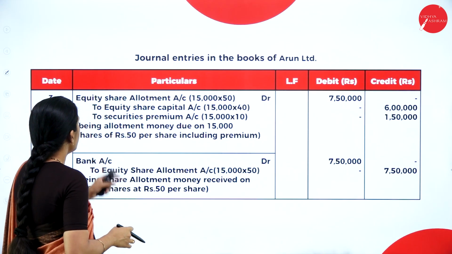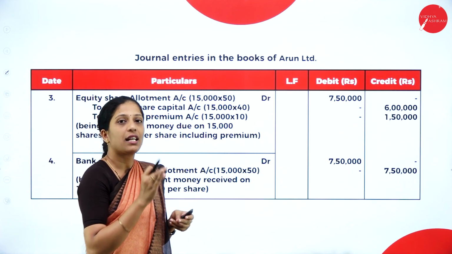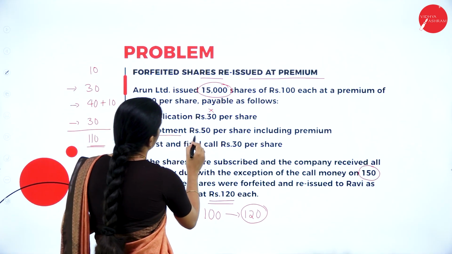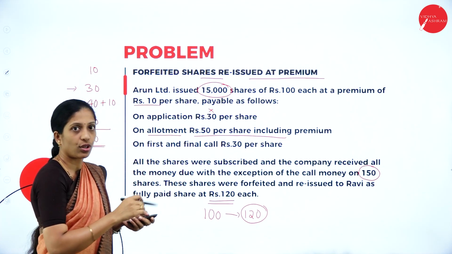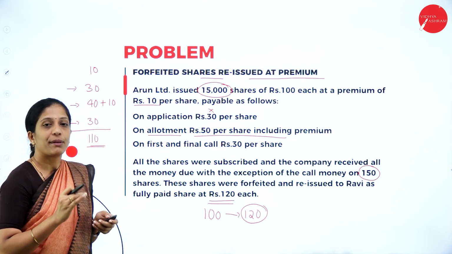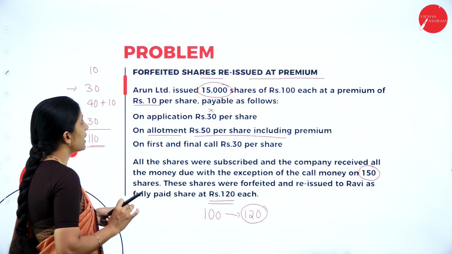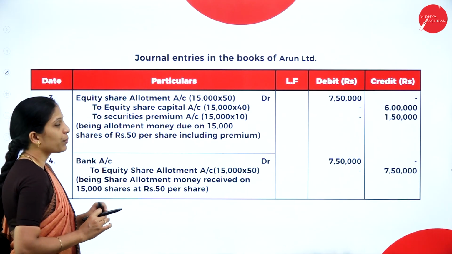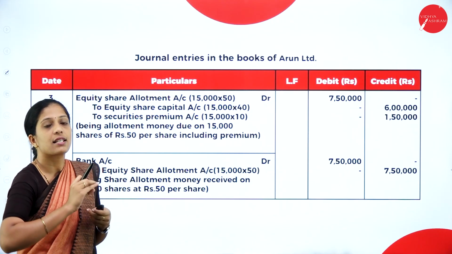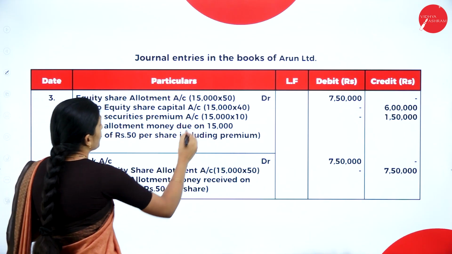Now, moving on to the second stage, that is allotment stage, where you have to record entries 3 as well as 4. Now, if you see here, the shares are issued at premium. So, you have to record under allotment stage. First entry is for allotment money due and the next entry is for allotment money received. So, what is the entry for allotment money due? Equity share allotment account debit to equity share capital account, and since it is issued at premium, to securities premium account.